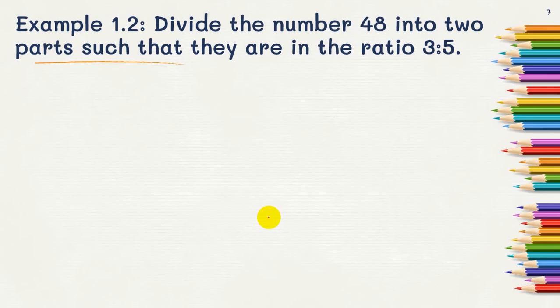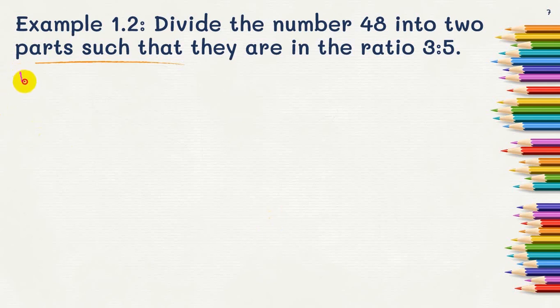Next, example 1.2. Divide the number 48 into two parts such that they are in the ratio 3 is to 5. Right? So how are we going to do that? First, we have to analyze this one. We need to divide 48, but it's not 50-50. Rather, it is in the ratio of 3 is to 5. It means the first part is smaller than the second part.